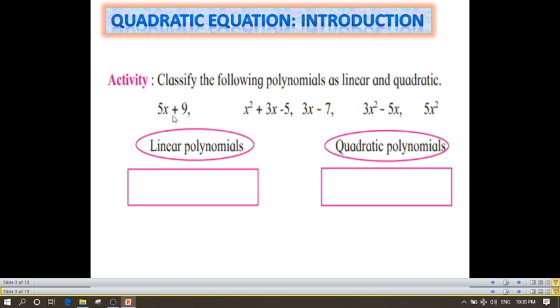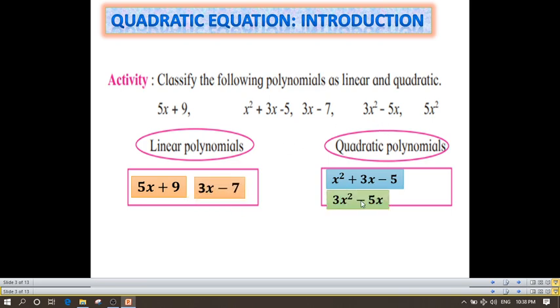See, in the first polynomial, highest power of variable is 1, so it is a linear polynomial. Second, x square plus 3x minus 5, highest power is 2, so degree is 2, so it is a quadratic polynomial. Third, it is also a linear polynomial. Fourth, quadratic polynomial. Fifth, also quadratic polynomial. So this is the classification of linear and quadratic.